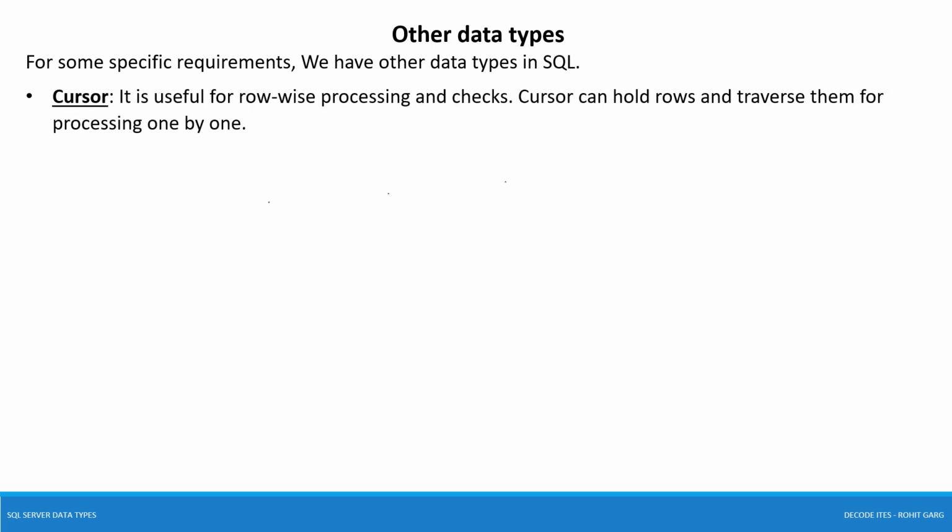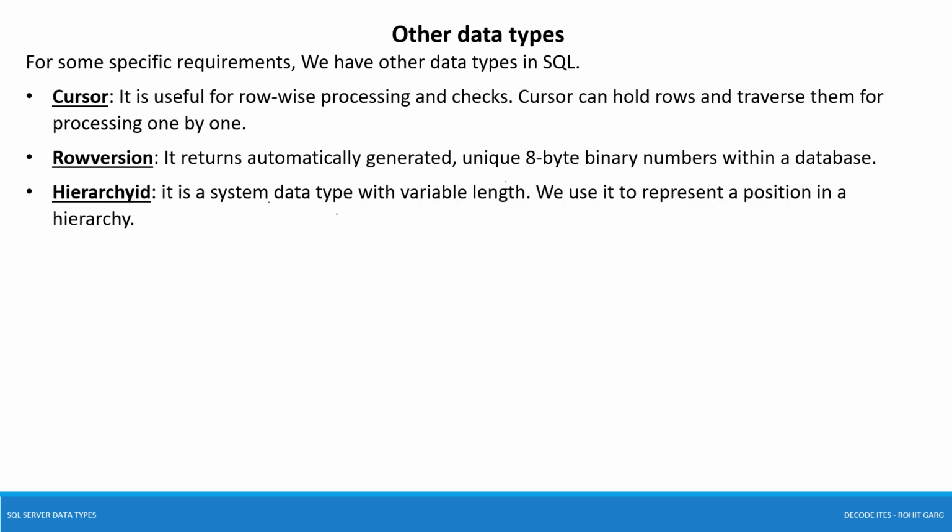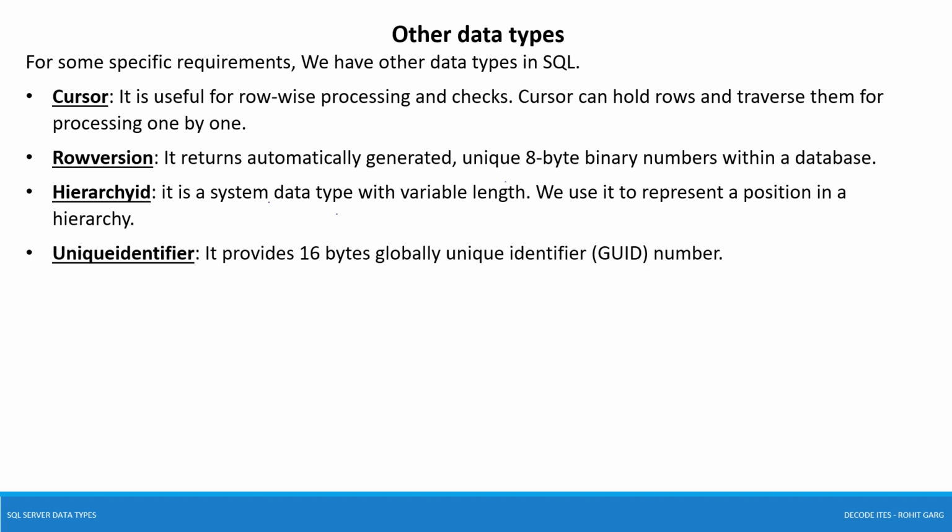Cursor is useful for row-wise processing and checks. Cursor can hold rows and traverse them for processing one by one. Rowversion returns automatically generated unique 8-byte binary numbers within the database. HierarchyID is a system data type with variable length. We use it to represent a position in a hierarchy. Next is uniqueidentifier. It provides a 16-byte globally unique identifier number.